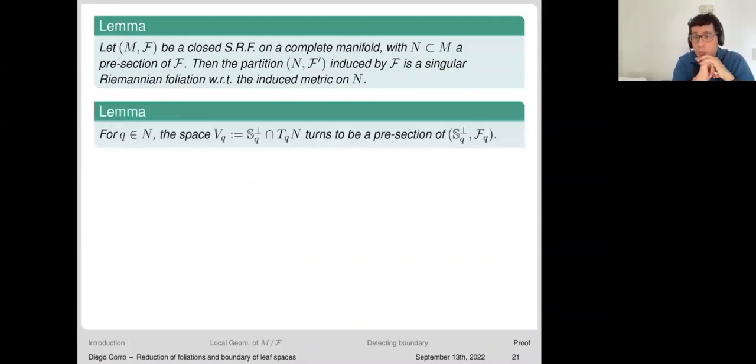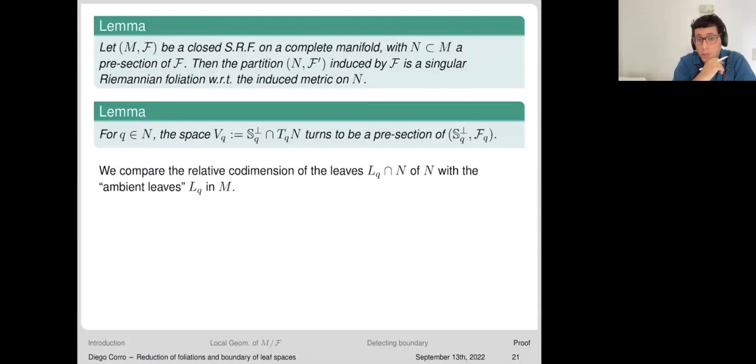So the second thing that we need to prove is like an infinitesimal level of reduction. If you have a closed singular Riemannian foliation with a presection, then for any point Q in the presection, when we look at the tangent space of the presection intersected with the normal sphere at the point Q to the leaf of F, this new subset turns out to be a presection of the infinitesimal foliation. So basically, the big presection locally also gives us a local presection.